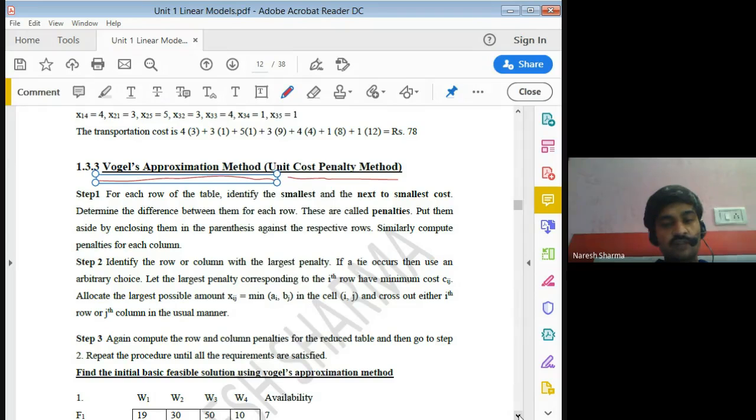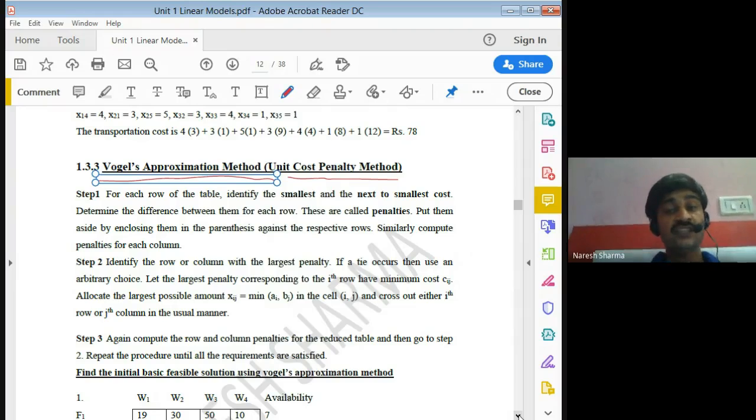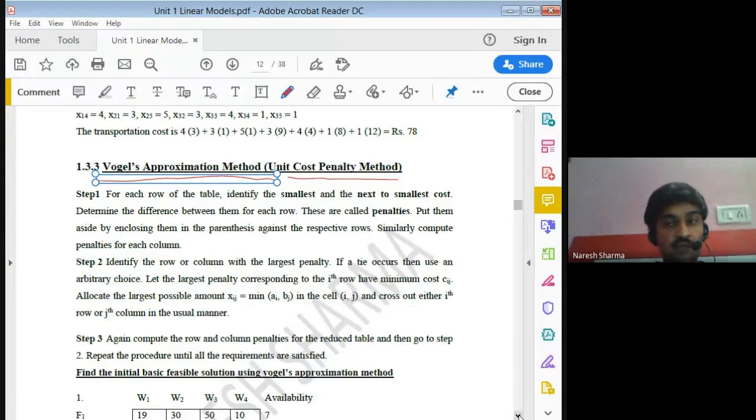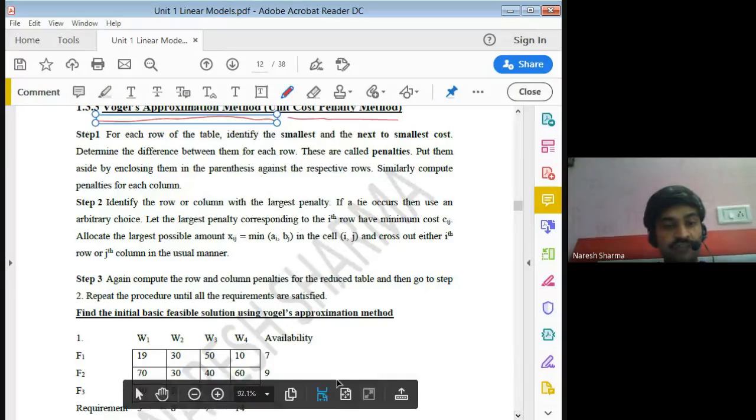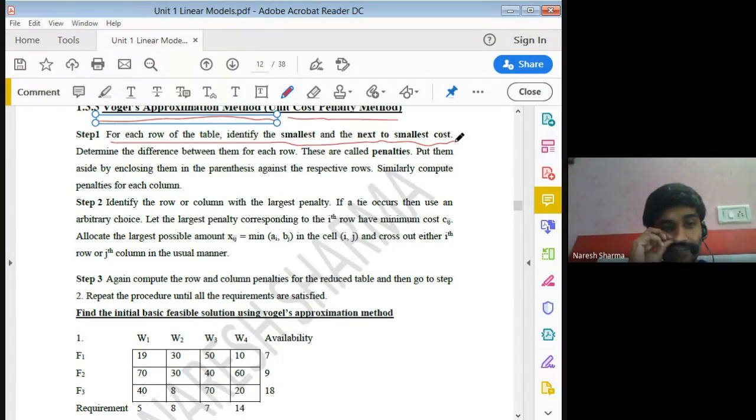So we can go with the question first, then we discuss what the penalty is. It is easy to understand through the example, instead of going through the algorithm. So first we check the example and then we go for the algorithm. In the first step, for each row of the table, identify the smallest and next smallest cost. You identify in each row and similarly in each column, and take the difference between them. This is called the penalty.